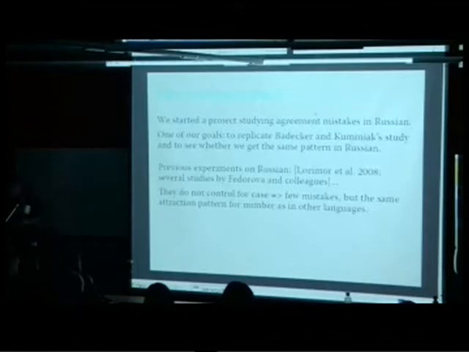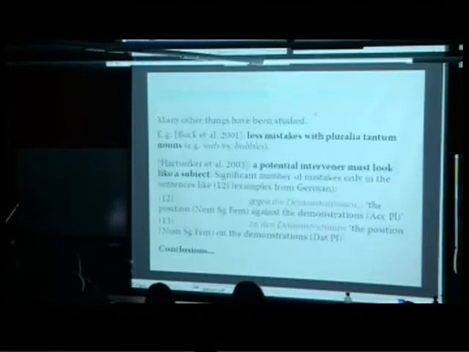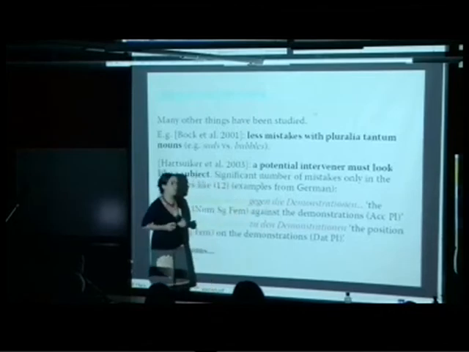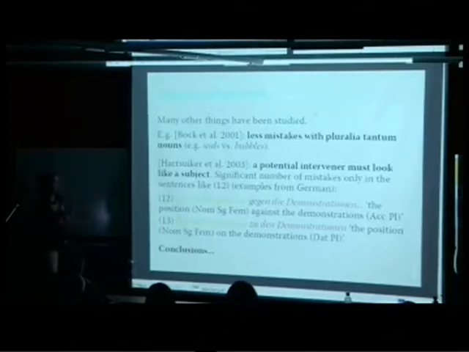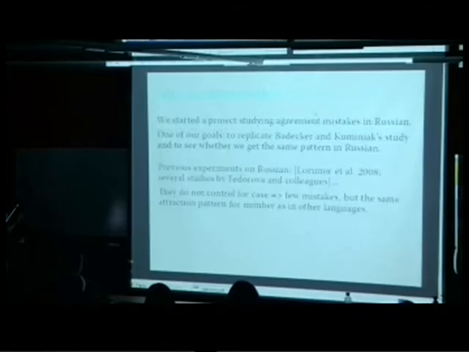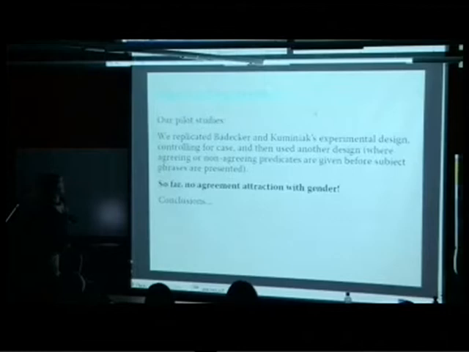Now, we started a project studying agreement mistakes in Russian, and one of the goals we set was to replicate this study and see whether we get the same pattern in Russian. It would be surprising to get this pattern, but also surprising to get something else. I should mention that there are previous experiments on agreement errors in Russian. Here are a couple of references. But they do not control for the case problem that I mentioned; they do not use stimuli with accusatives, and so there are very few mistakes. We wanted to follow Badecker and Kuminiak and control for this factor to see whether we would get the same pattern of gender mistakes.